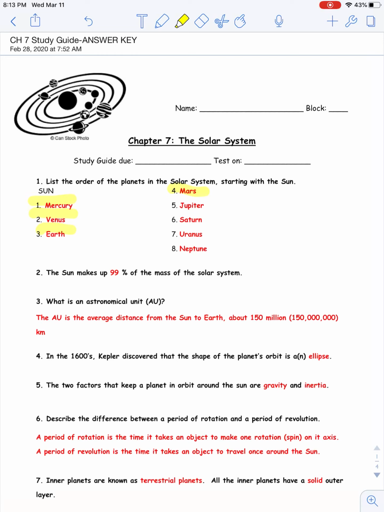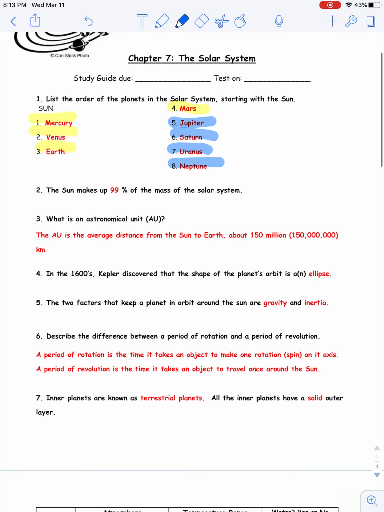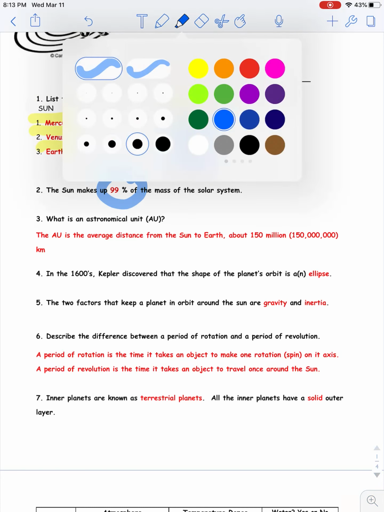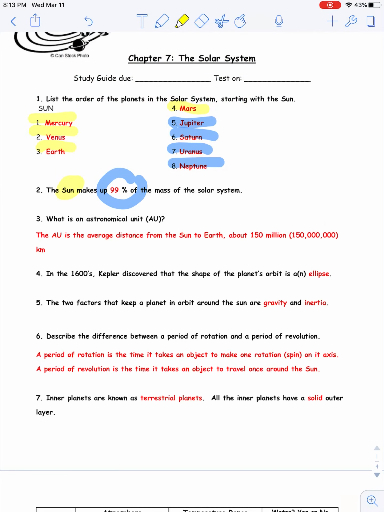First four, those are the terrestrial planets, those are the rocky planets, and the last four are our gas giants. The sun makes up 99% of the mass of our solar system, which is absolutely amazing to think about, that all of these planets and asteroids and comets and moons and everything that we learned about makes up just 1% of our entire solar system. That goes to show you how absolutely massive our sun is.